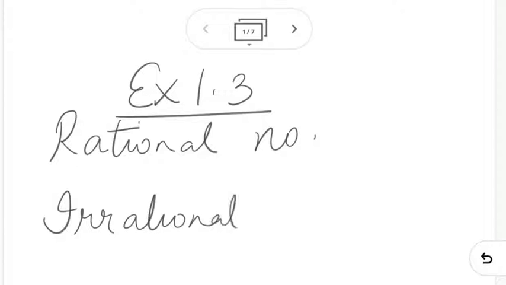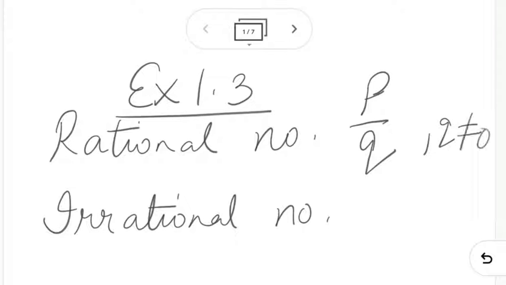You have studied in your lower classes also that rational numbers are numbers which can be expressed in P by Q form, where Q should not be equal to 0. So numbers like 2 by 3, fractional numbers or decimal numbers can be expressed in P by Q form. Similarly, whole numbers we can also write in P by Q form. For example, 5 is a whole number, it can be written as 5 by 1.